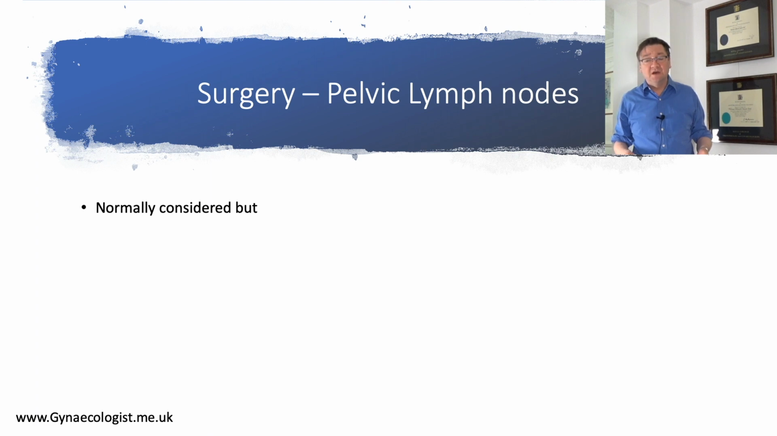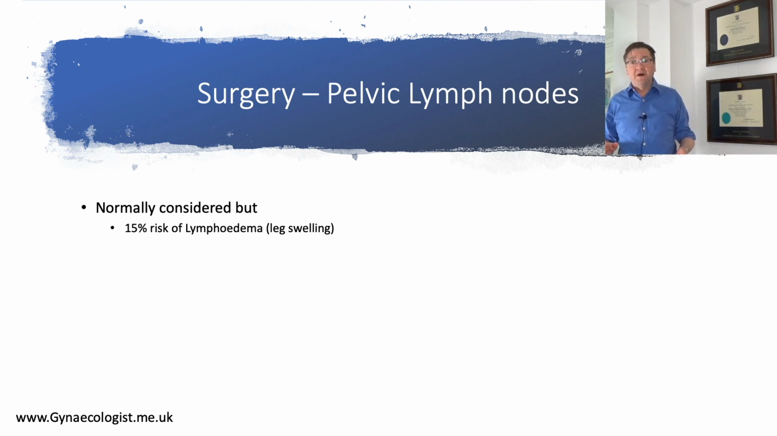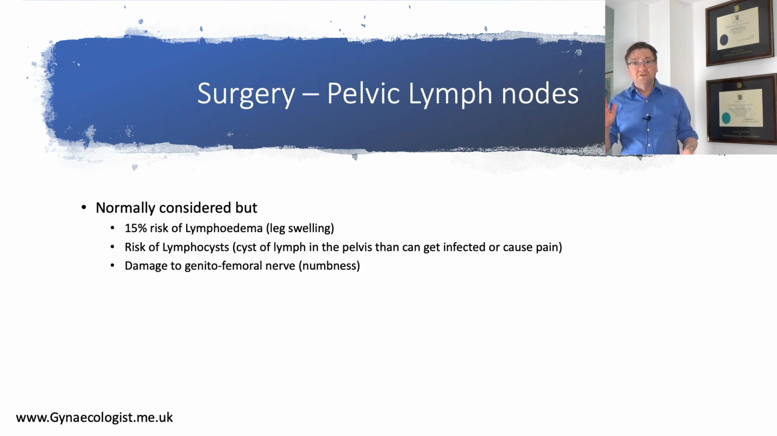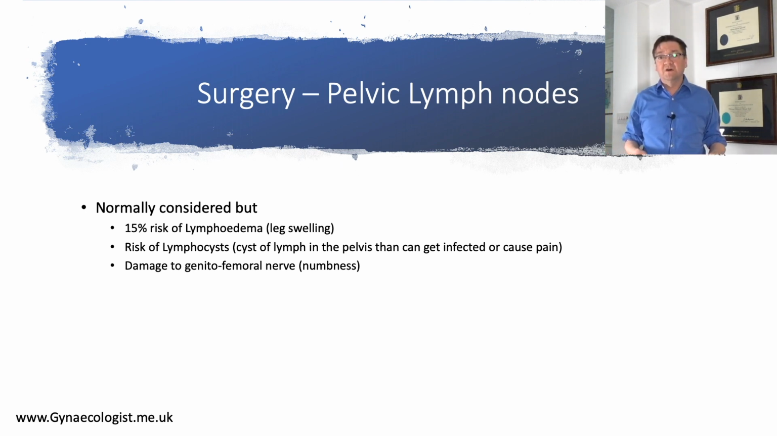Pelvic lymph node dissection of some sort is normally considered, but there is a 15% risk of lymphedema or leg swelling from removal of lymph tissue, which is permanent. There's also a risk of lymphocysts, which are cysts in the pelvis from lymph tissue which can get infected and cause pain. And of course, when doing a lymph node dissection, you can damage the genitofemoral nerve, which can cause numbness around the leg and the thigh.